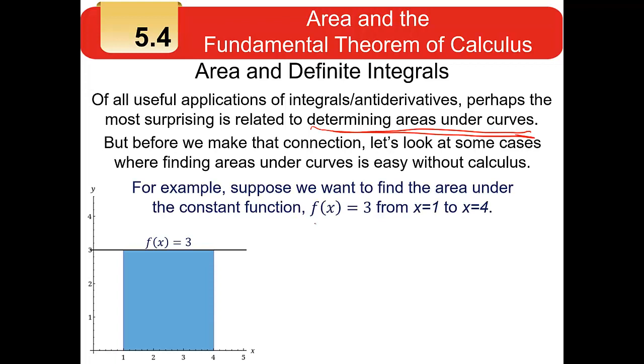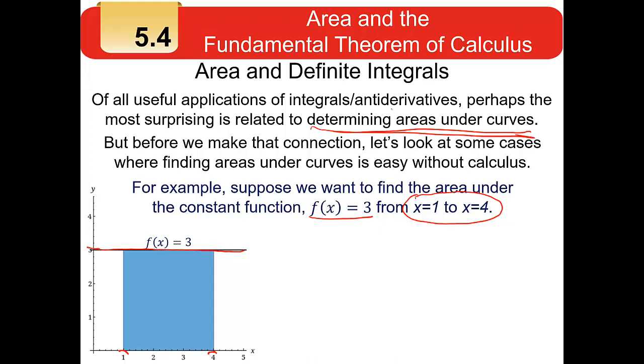Suppose I give you a function f of x equals 3. Now remember, that's y equals 3. That's a horizontal line going through y equals 3, and I want the area under that curve from 1 to 4. It's pictured over here to the lower left, and you can see that y equals 3 is just a horizontal line going through 3 on the y-axis. And if I want to go from 1 to 4 and look at that area, it just comes out to be a rectangle.